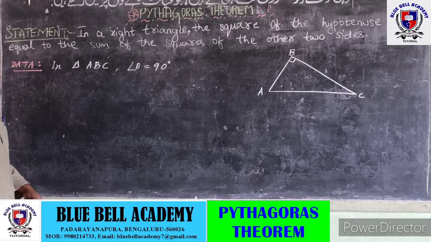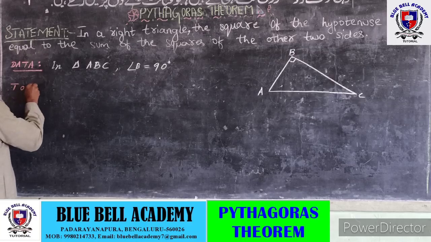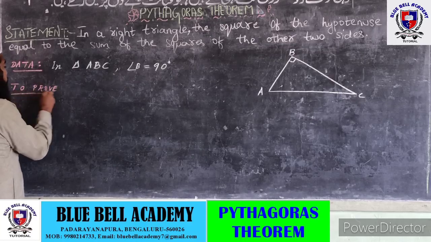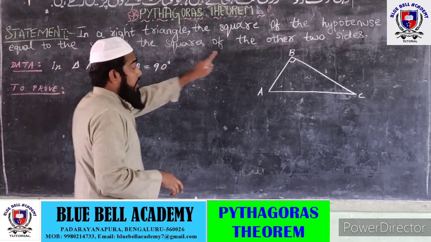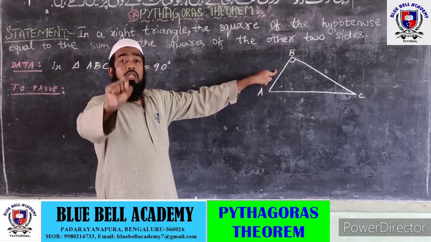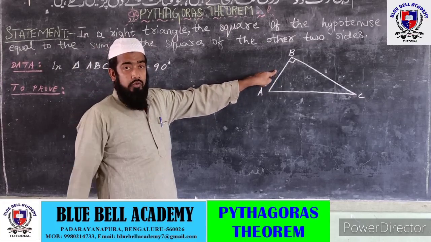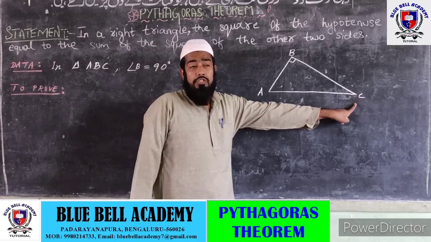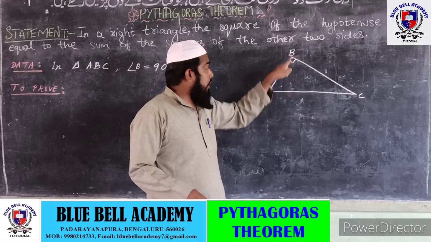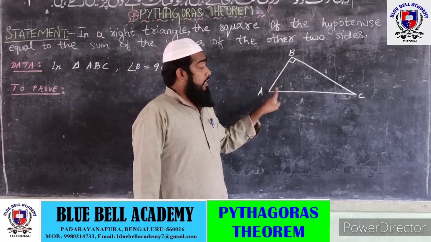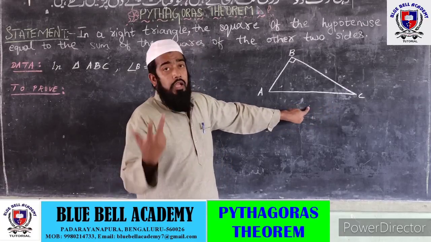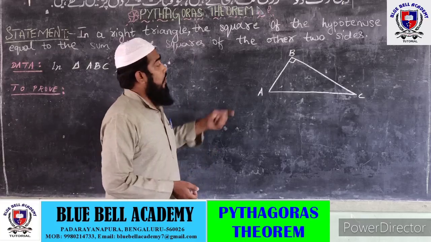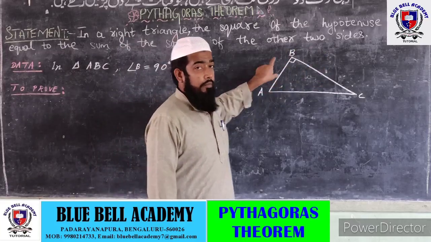Then we have to see the to prove part. What we have to prove? It is saying that in a right angle triangle, the square on the hypotenuse, or the square of the hypotenuse, which is the hypotenuse? AC. You have to remember that the side opposite to 90 degree is the hypotenuse. So the square of AC, that means AC square, is equal to the sum of the squares of the other two sides. The other two sides are AB and BC.